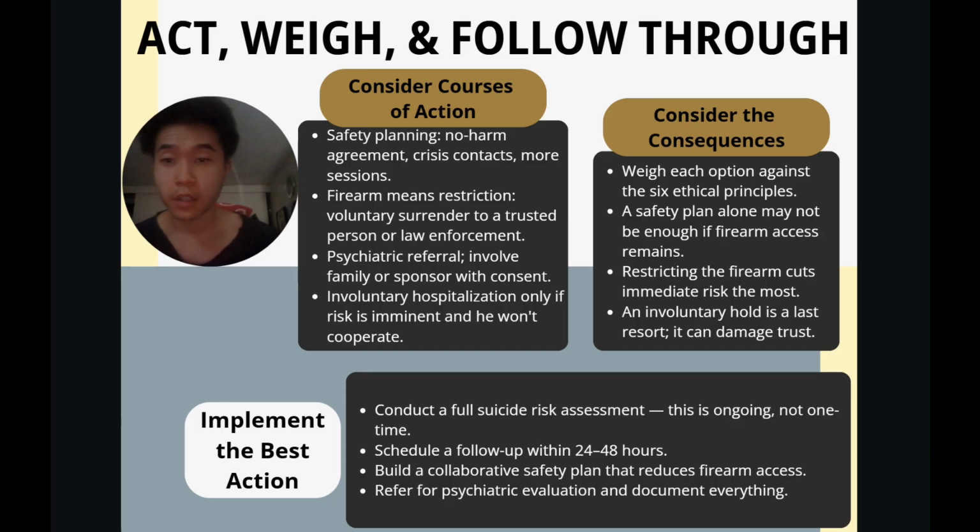You also have step seven, to consider the consequences. In Clayton's case, a safety plan alone may build trust, but it may not be enough since he still has access to a firearm. Restricting the firearm cuts immediate risk the most, and involving family may increase support, but it may affect his sense of independence. An involuntary hold may be necessary to protect Clayton, but it can ruin trust. And step eight would be to implement the best course of action.